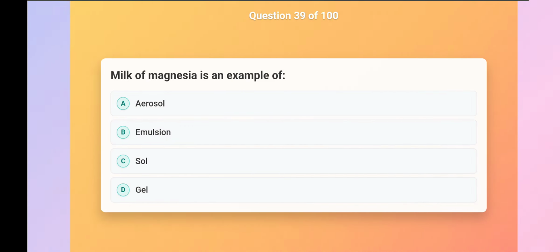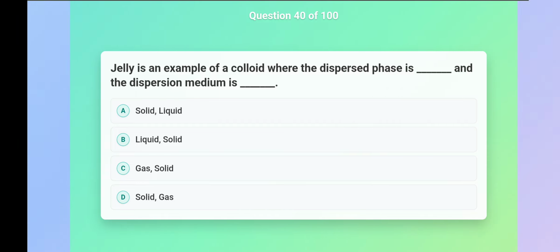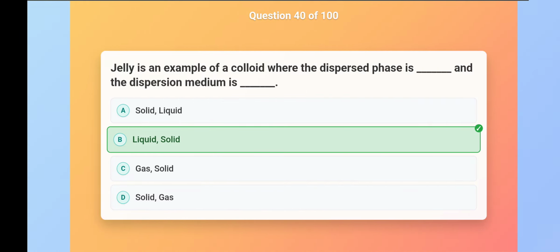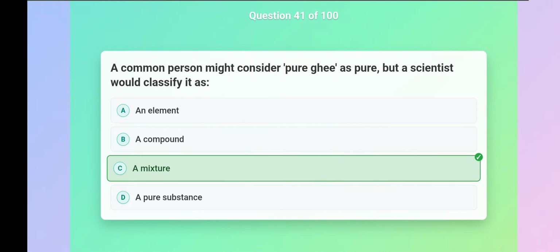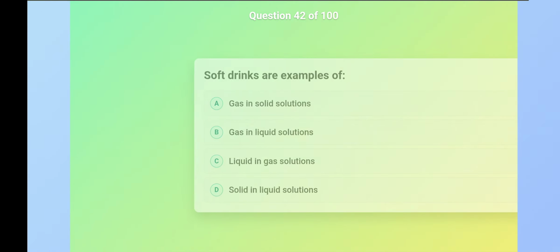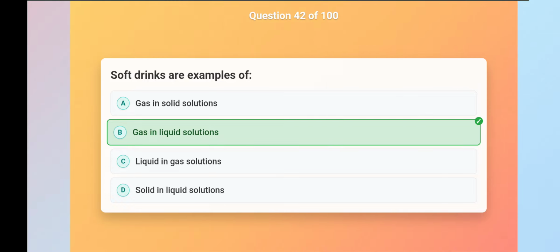Milk of magnesia is an example of sol. Jelly is an example of a colloid where the dispersed phase is liquid and the dispersion medium is solid. A common person might consider milk as pure, but a scientist would classify it as a mixture. Soft drinks are examples of gas in liquid solutions.